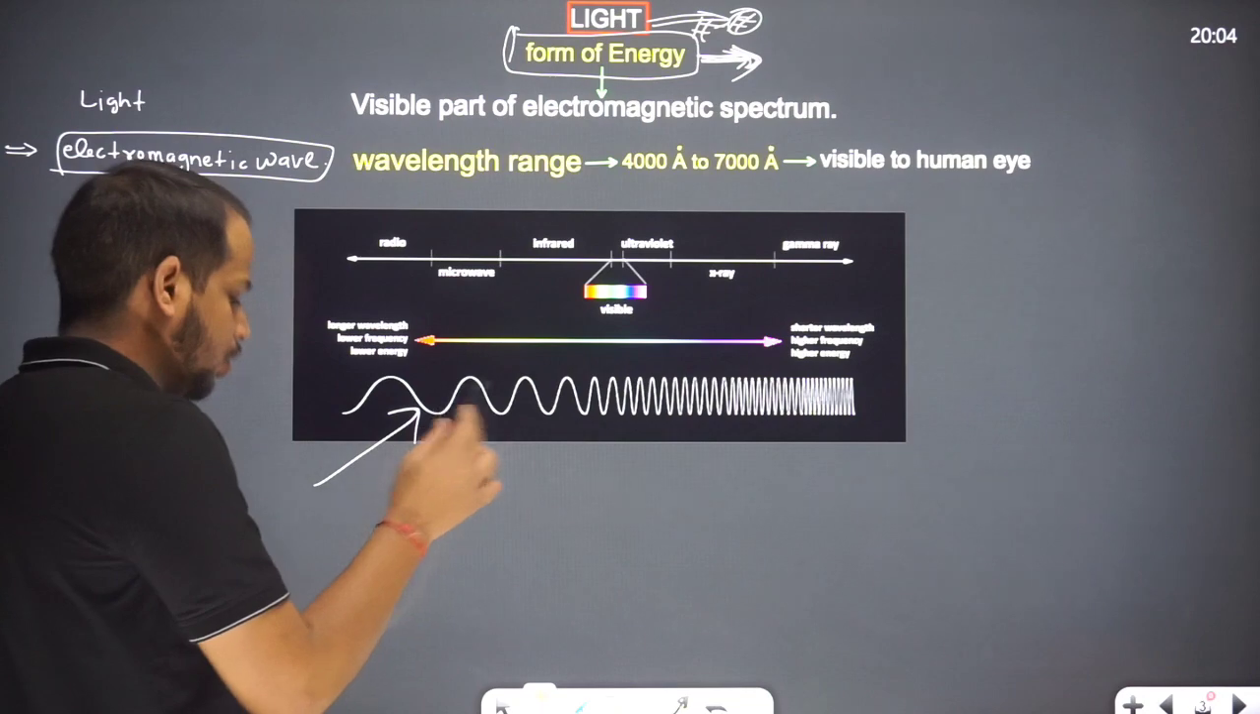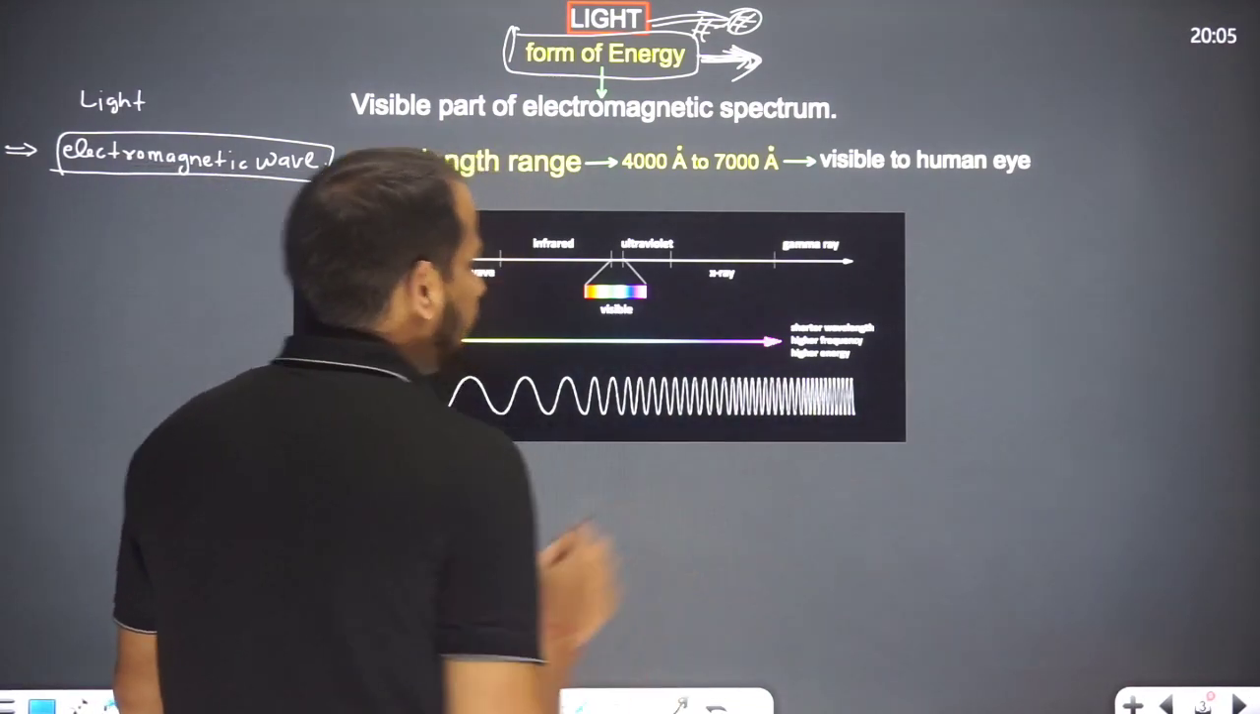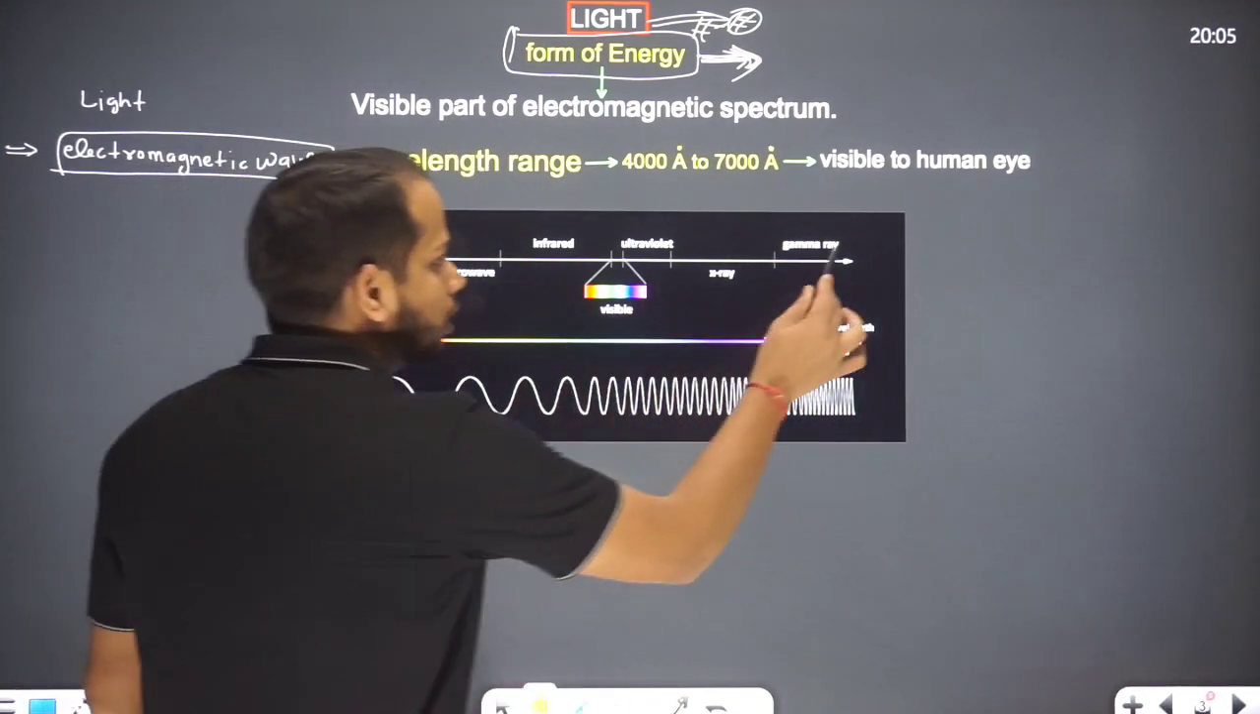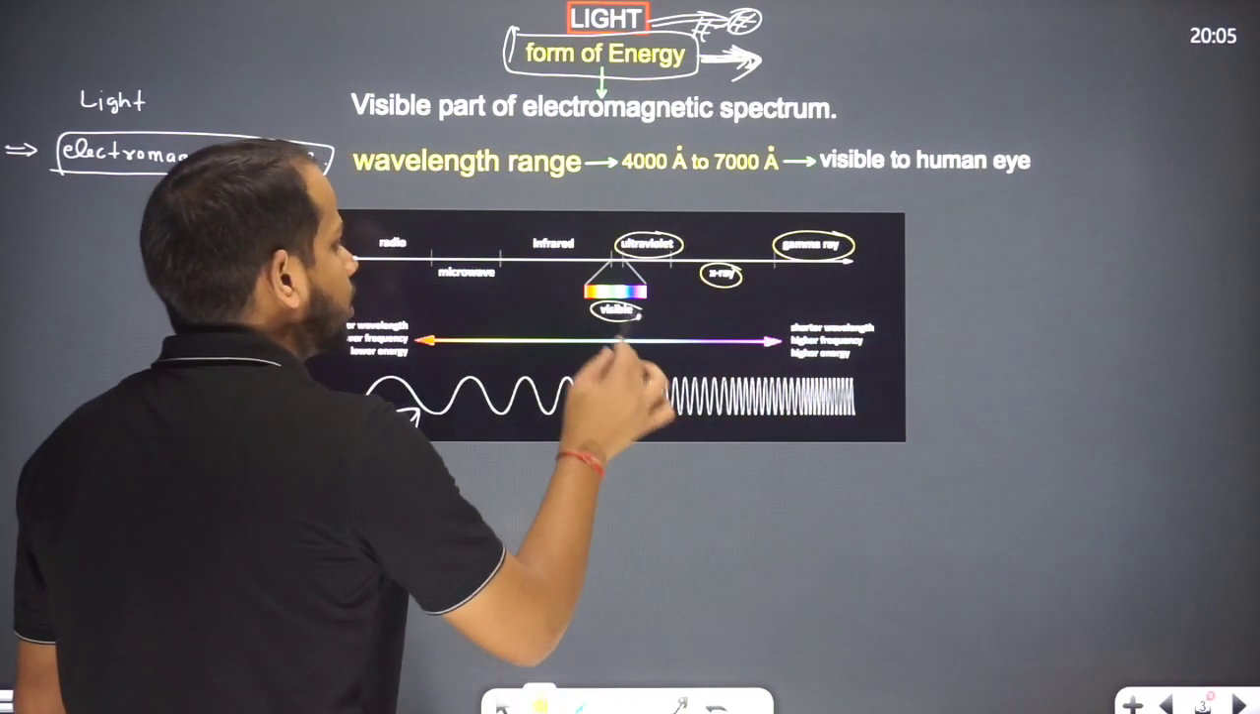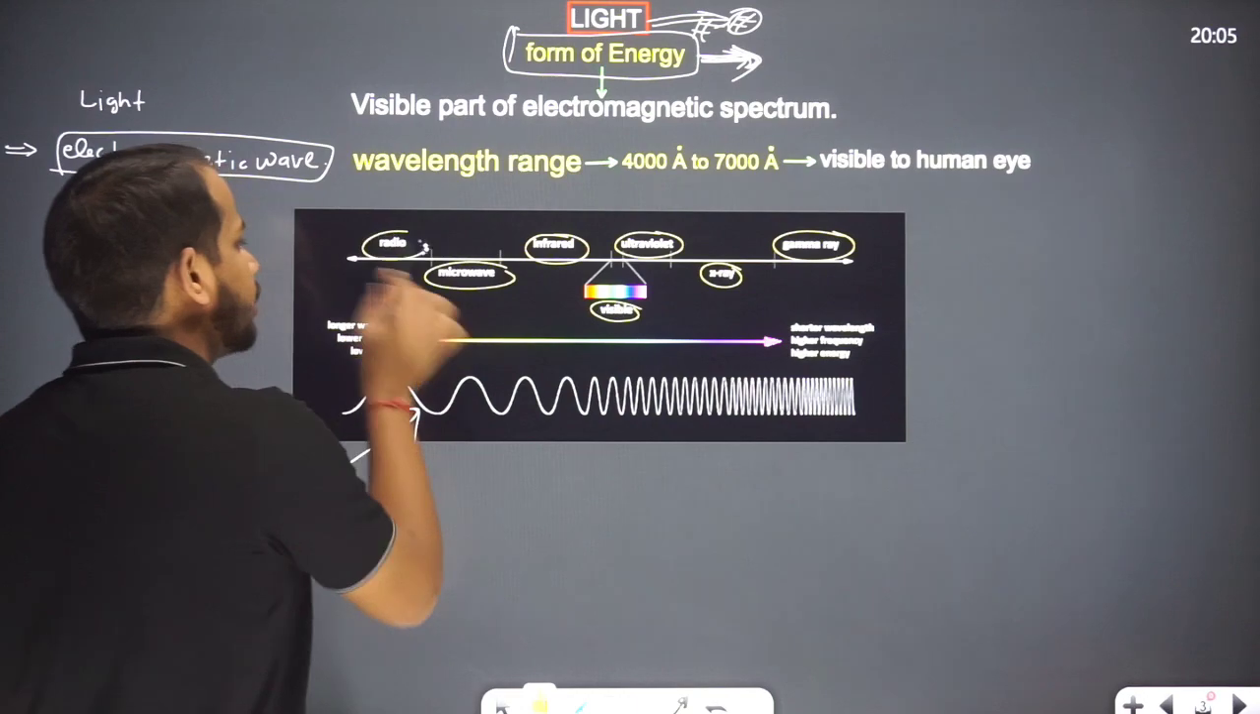You can see this is the electromagnetic spectrum we have. So in this one, this is the gamma ray we have, right? This is the X-ray, ultraviolet, visible, infrared, microwave, and this one is what?